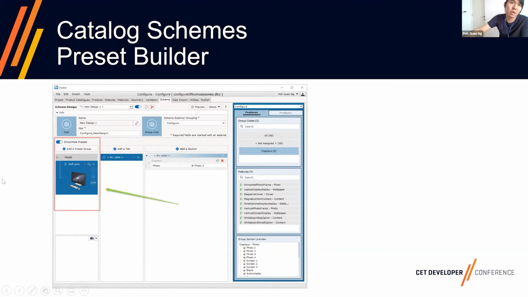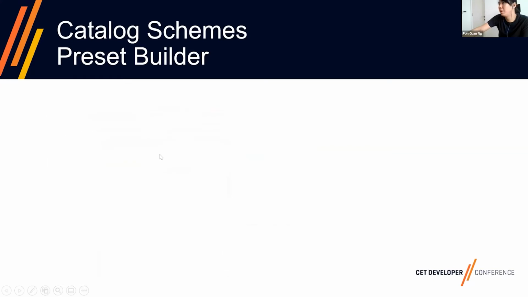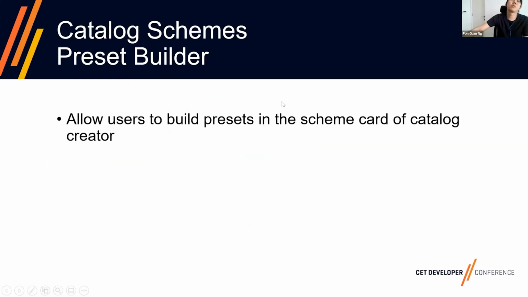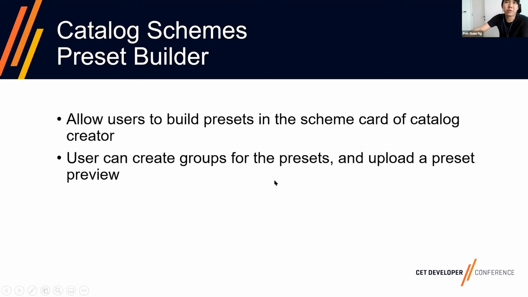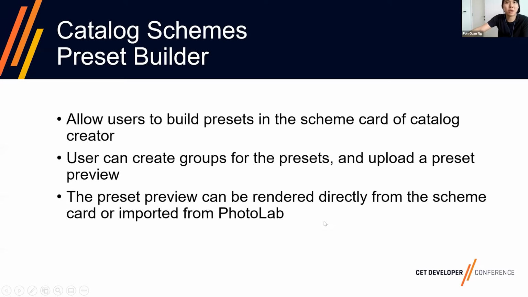And the cool thing about the preview image is that you can either import the image as a JPEG, or you can import it from Photolab, or you can even render it from here in the Scheme tab. If I have time at the end of the demo, I can show a little. So, basically we allow the users to build the presets, and you can create a group and upload the preset preview, which can be rendered directly from Scheme card, or you can import them from Photolab.